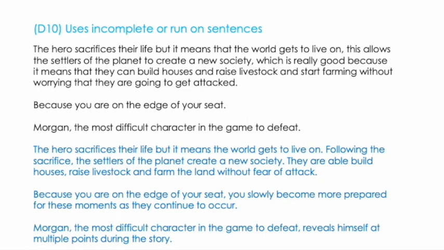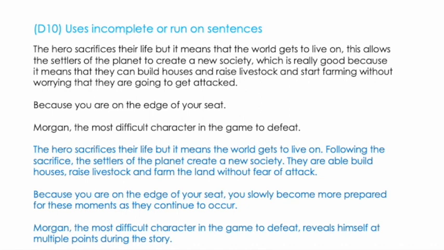The final sentence reads, "They are able to build houses, raise livestock, and farm the land without fear of attack." Again, we start this sentence with the word "they," which in this case refers to the settlers who are the subject of the previous sentence. But what we've been sure to do in this case is convey three separate pieces of information in a clear sequence that builds our understanding the more we read.